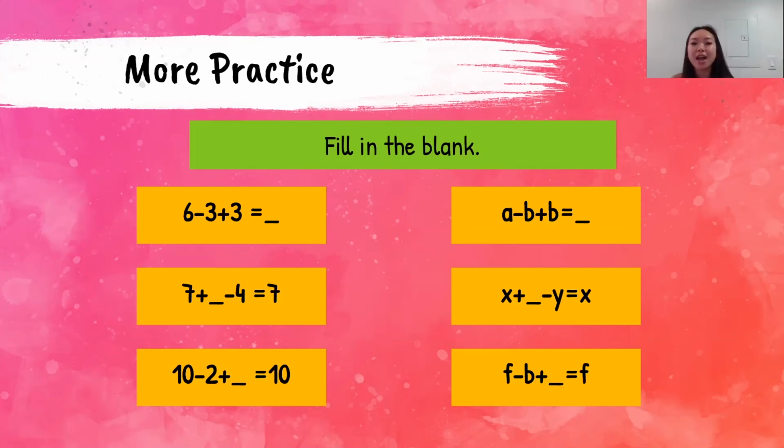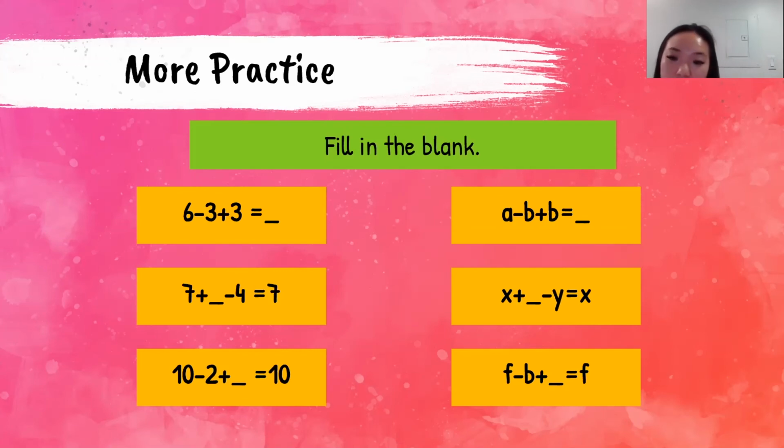So now on the other side, it's basically the same thing, but we're going to be using variables instead of the numbers. So I have a minus b plus b. So if I minused b and plus b, they would cancel out, so my answer would be left as a. And then using that same pattern, we have the x plus blank minus y equals x. So I know I have to plus y to minus the y, which would cancel each other out, which would leave me with x.